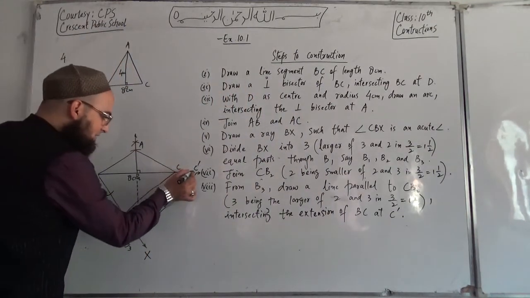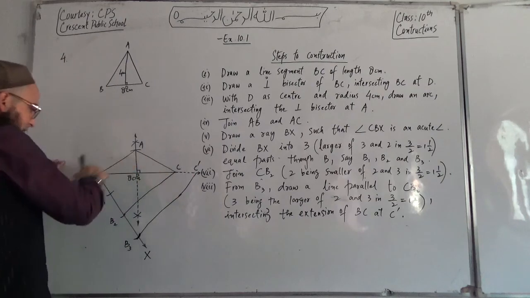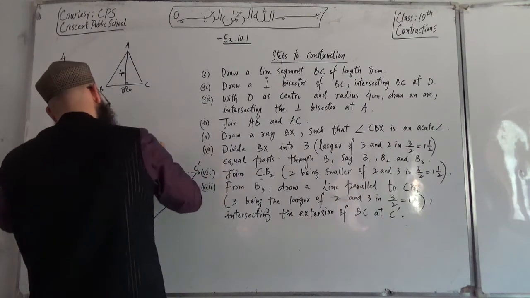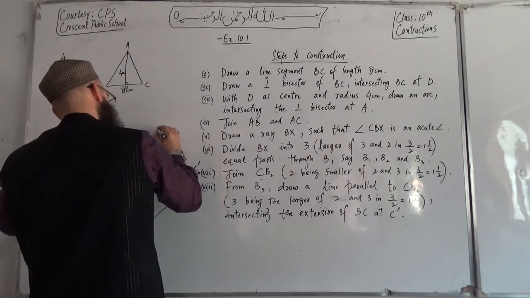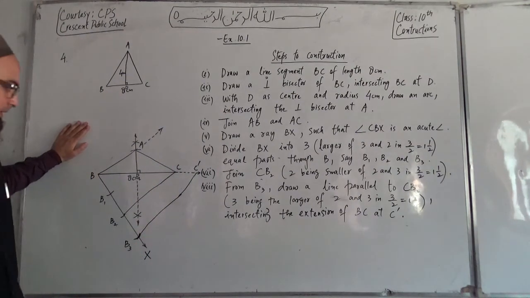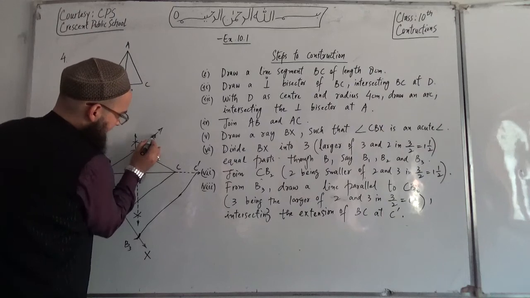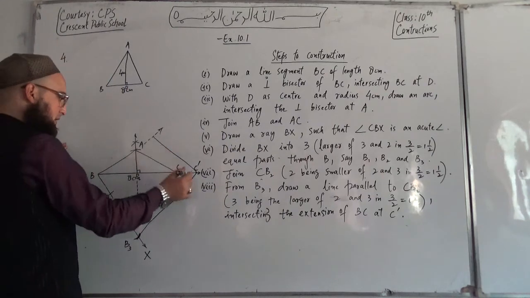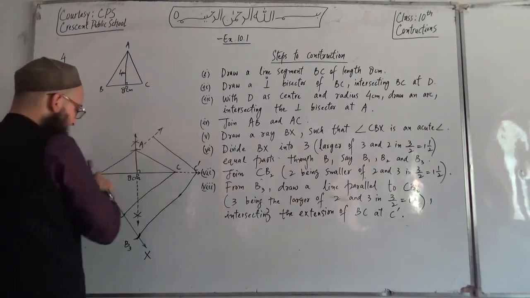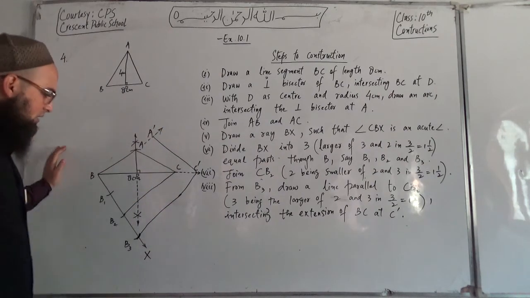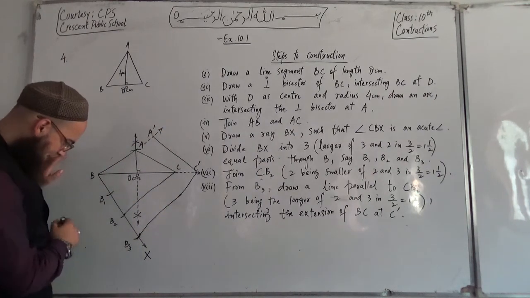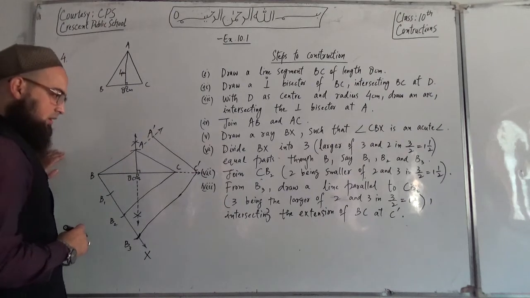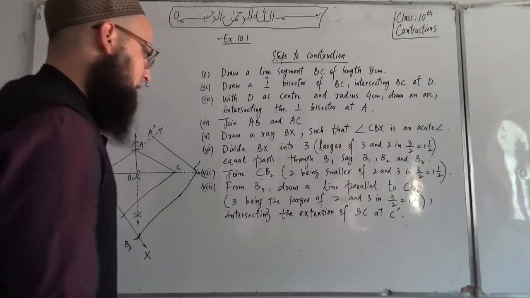Got it? Then from C dash, draw a line parallel to AC, intersecting the extension of AB somewhere. Let us now have the extension of this AB, then from C dash draw a line parallel to AC intersecting the extension of AB at A dash. Now how would you do the line parallel? Exactly in the same way.